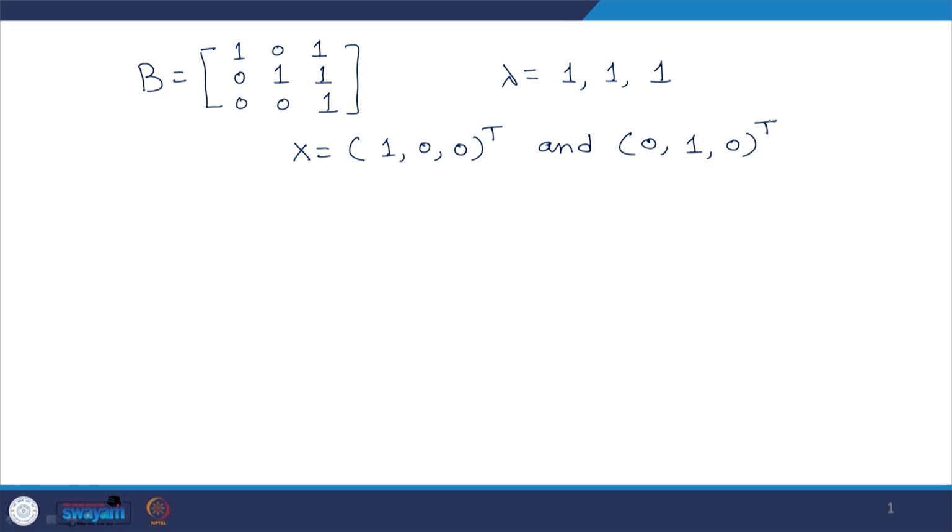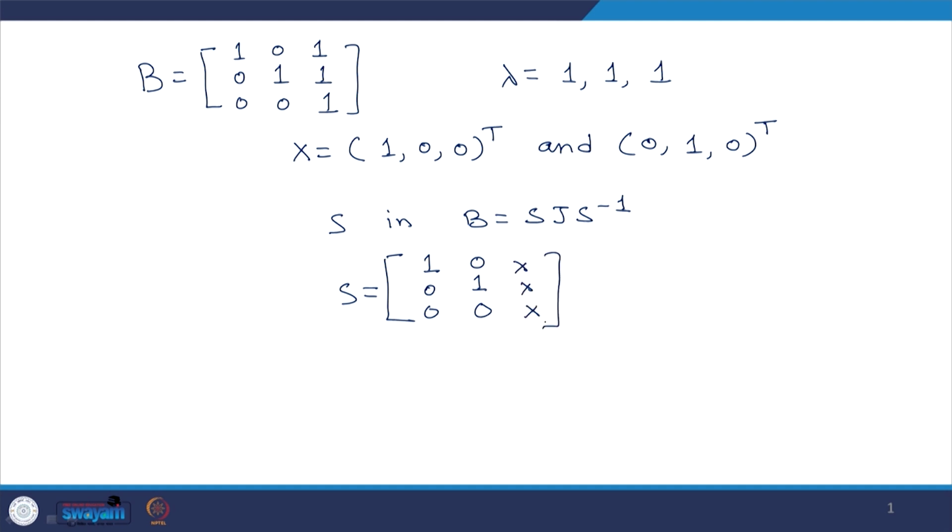So, when we write S in B equals S J S inverse, then 2 of the columns of S come from the eigenvectors (1, 0, 0) and (0, 1, 0). However, what about the third column? Because S should be a 3 by 3 matrix, because B is 3 by 3. So, this column will come from the generalized eigenvector. It will be a generalized eigenvector of B.